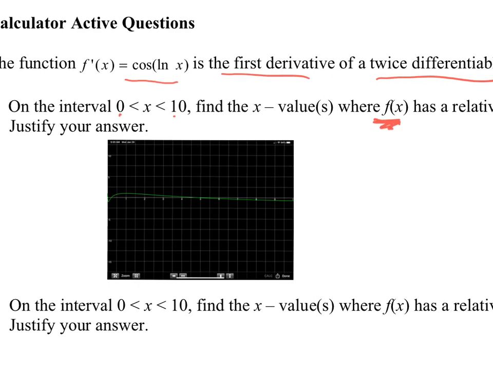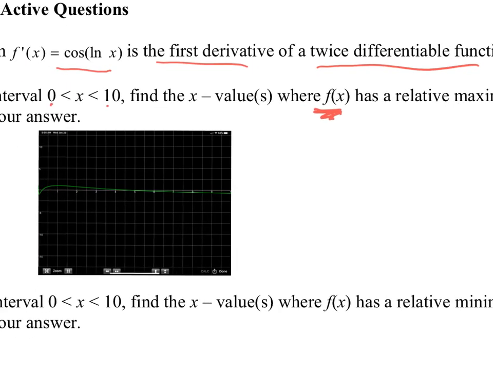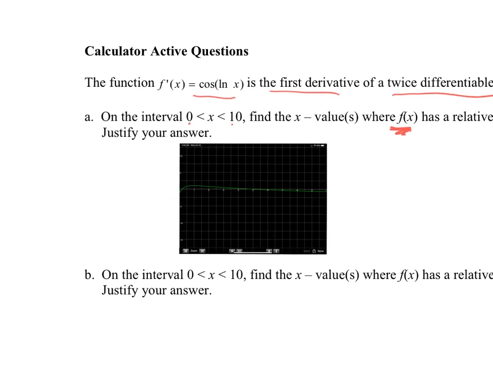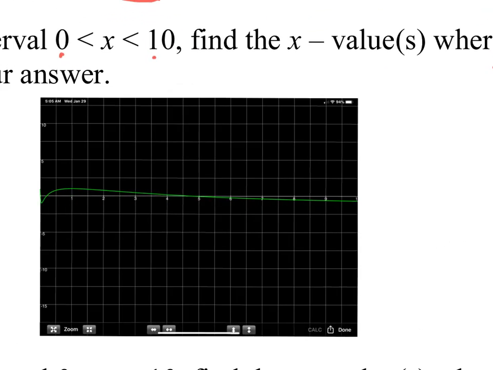On the interval from 0 to 10, find where there's a relative max or min. So where do relative max or mins occur? When your derivative is set equal to 0. So I'm looking, and beautiful graph. Just by looking, I see something happening here. You can double check on your graph. You can actually look for a 0.